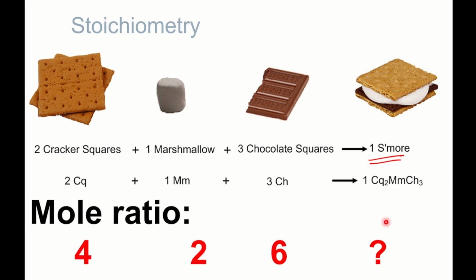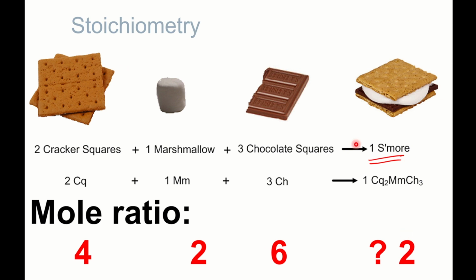Alright, so if I ask you, now I have 4 units of cracker squares, 2 units of marshmallows, 6 units of chocolate squares. How many s'mores can I make? Is your answer 2? Okay, if your answer is 2, which means you know how to use mole ratio. Okay, so basically, it is how much reactants used determine how much product formed. So I repeat, stoichiometry means how much reactants used will determine how much product formed.